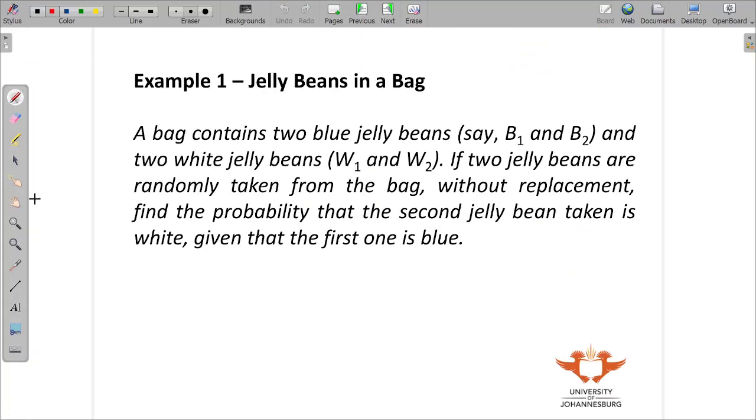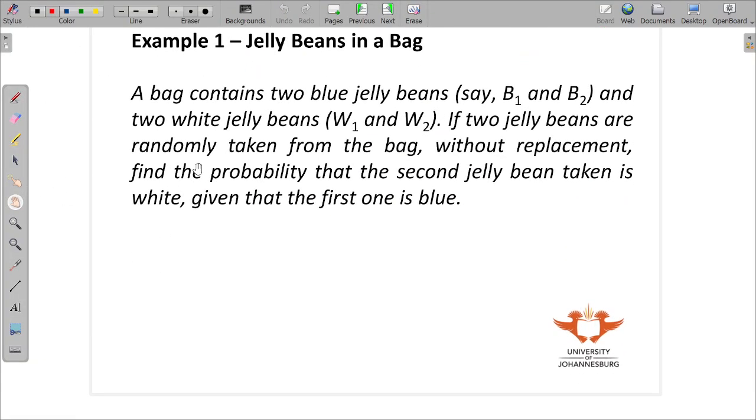All right, so let's go with this one now. A bag contains 2 blue jelly beans, say B1 and B2, and 2 white jelly beans, W1, W2. If 2 jelly beans are randomly taken from the bag without replacement, take note of that, without replacement, find the probability that the second jelly bean taken is white, given that the first is blue.